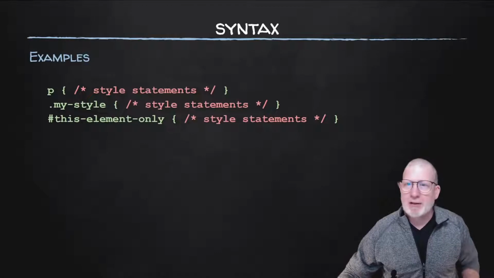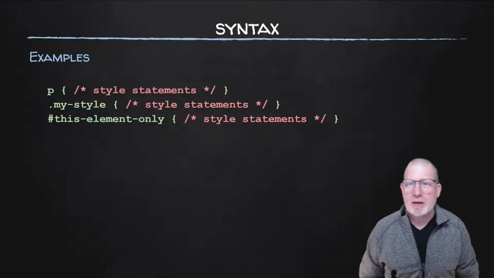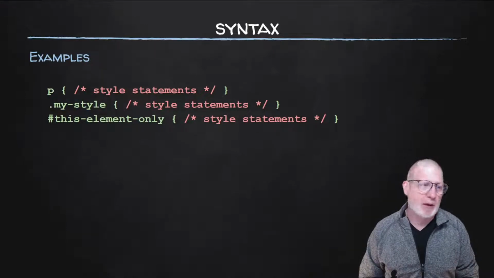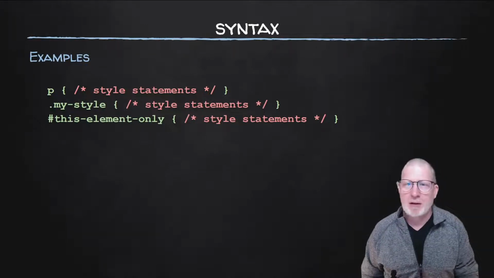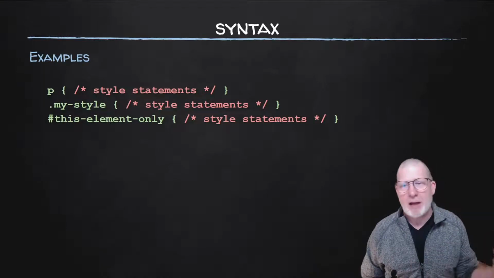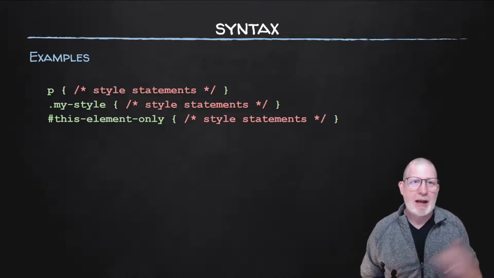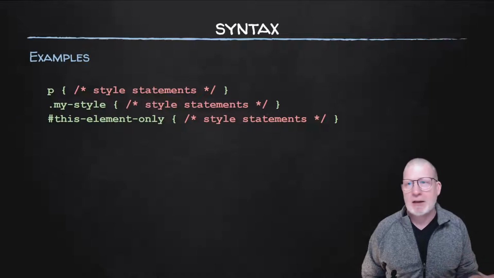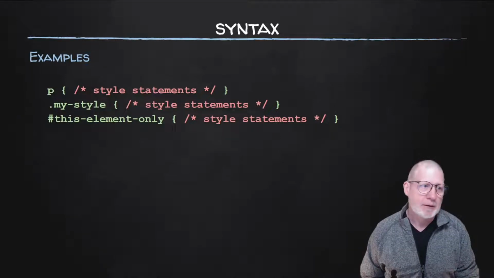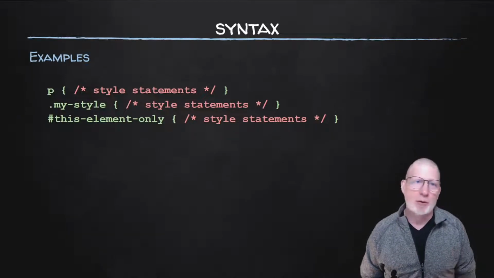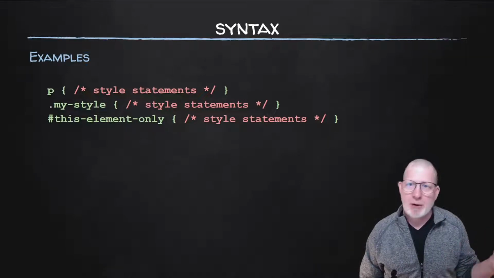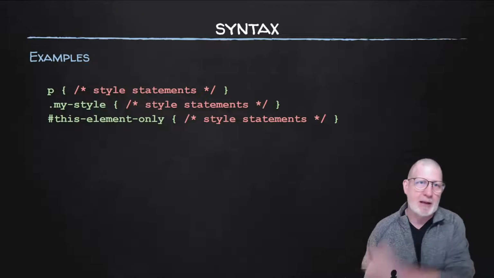So just some quick examples. The P selector here would apply all those styles to every paragraph tag in your page. .myStyle applies these styles to every HTML element that has a class attribute that contains my-style in it. And this element only applies to an element whose ID is exactly the same as this -element -only. So you leave the period and the hashtag off in the HTML file.